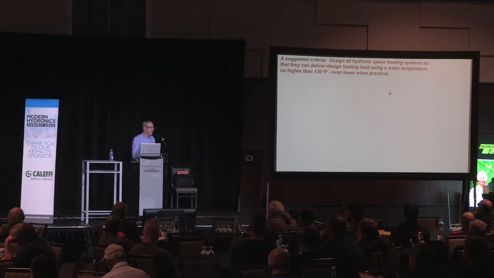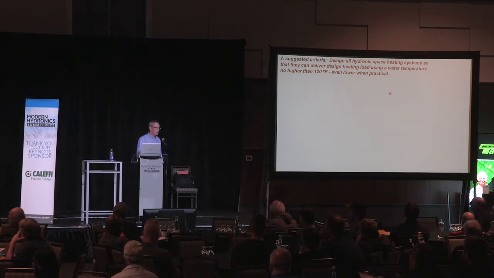And we want to go to a slide here that this morning I mentioned this point. This is not a standard in the US or Canada. It is not a code that I'm aware of anywhere, but I think it's a practical number to think about, and that is when you design any type of hydronic heating system, that at design load conditions, that system can deliver design load output using a water temperature no higher than 120 degrees Fahrenheit. That puts it within the realm of most current generation heat pumps.